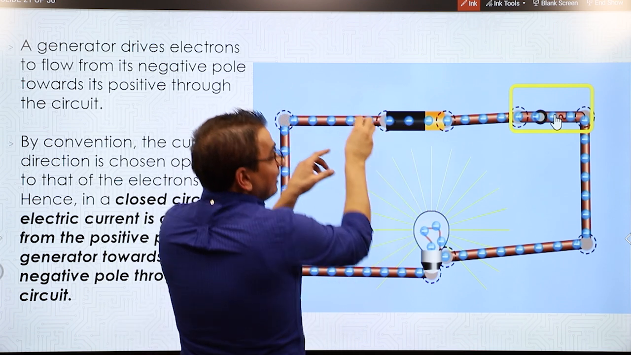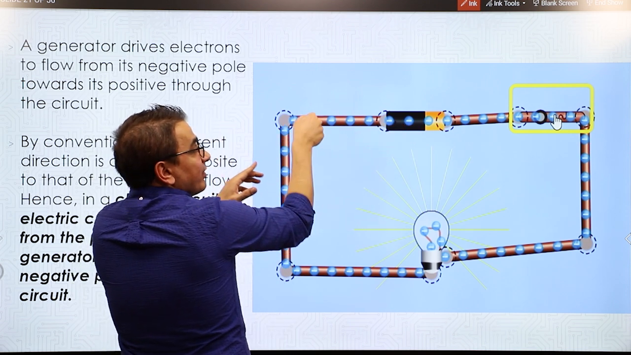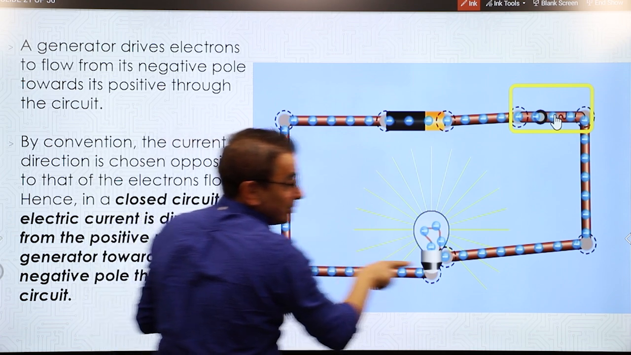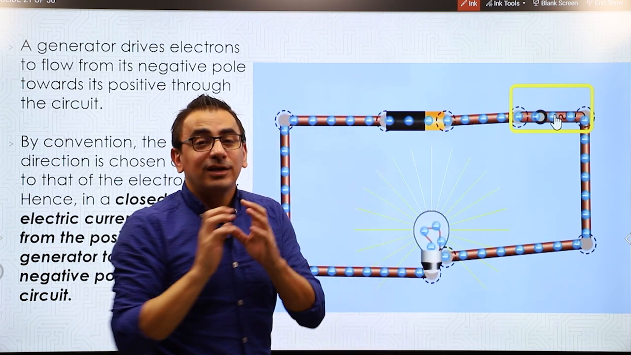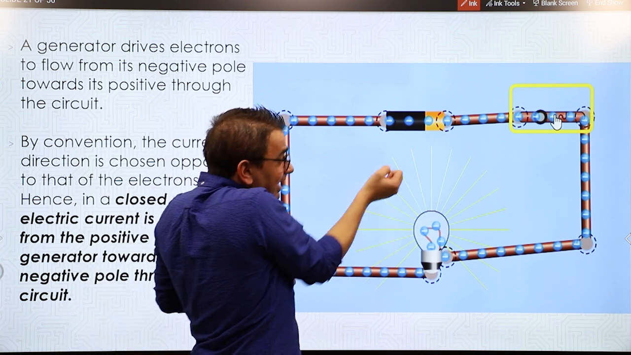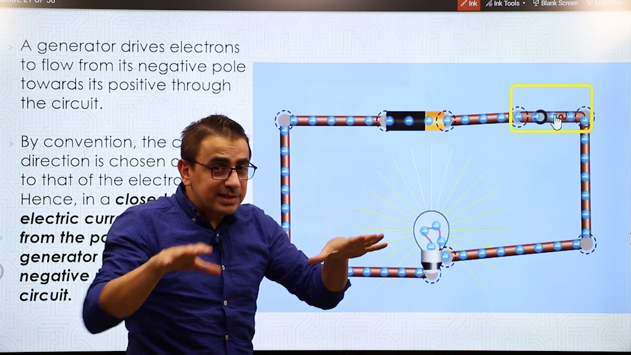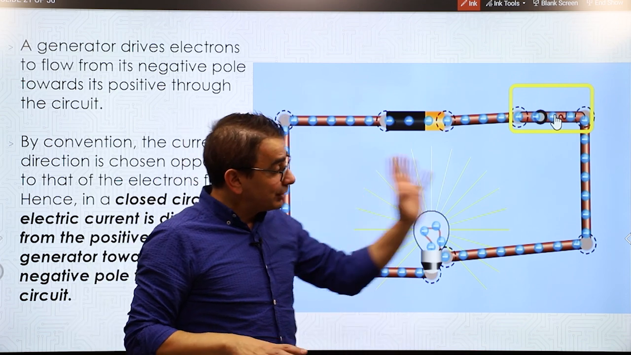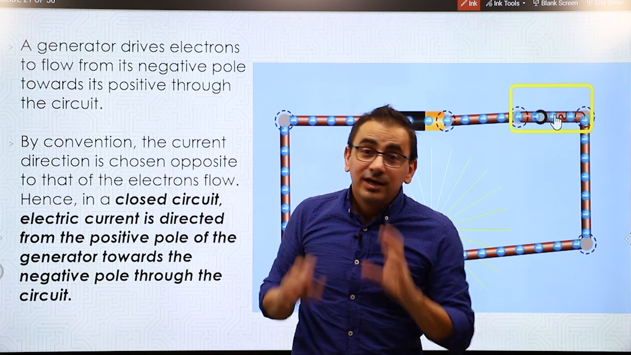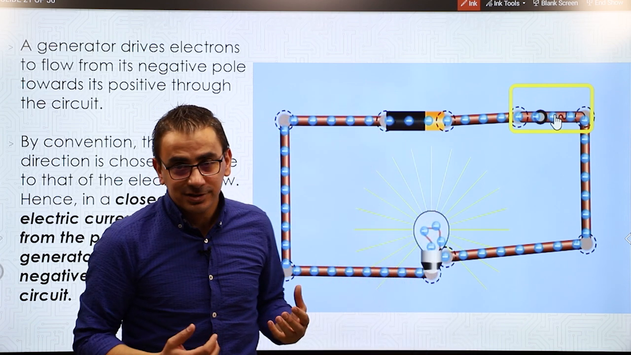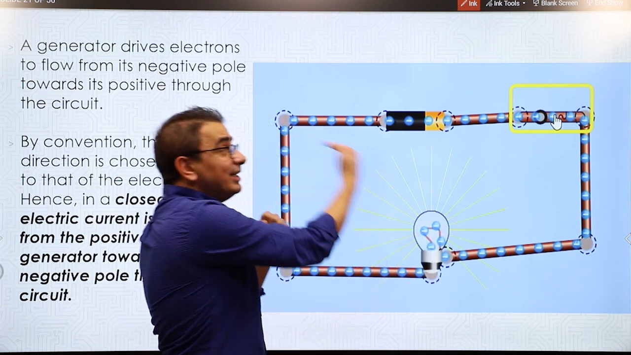When the battery gives a negative charge, an electron, to this side, it pushes it away. This electron pushes another, the electron pushes another, and so on through the circuit until it reaches here. Over here, the battery or the generator or the dry cell takes an electron from the circuit. So you notice that almost the battery didn't lose anything. It simply took an electron from one side and pushed an electron on the other side. The battery is a driver of the electrons, okay? It supplies the energy for this electron to flow in the circuit.